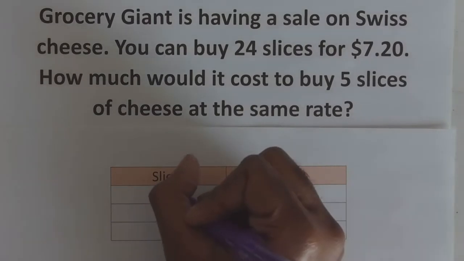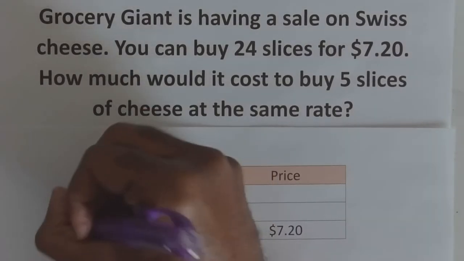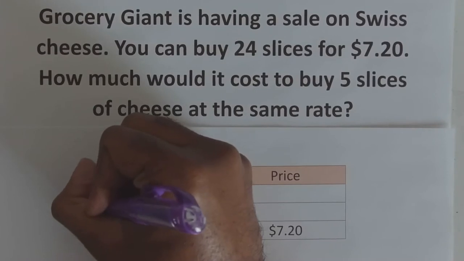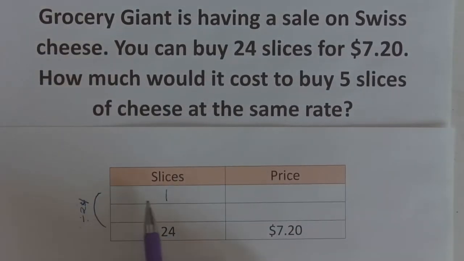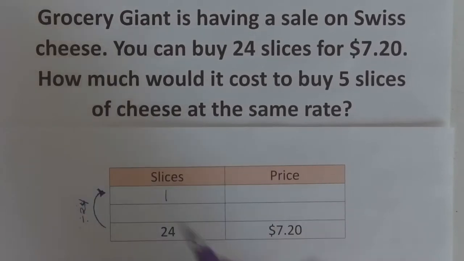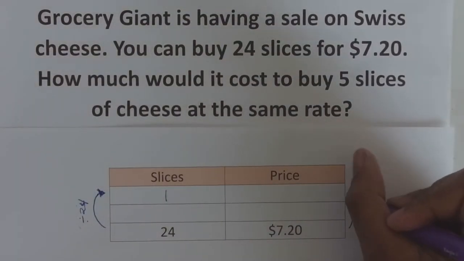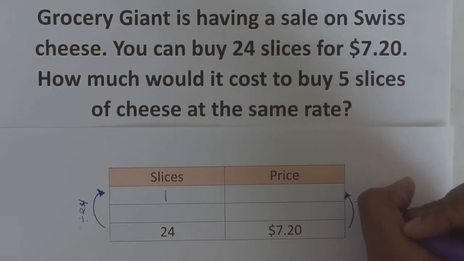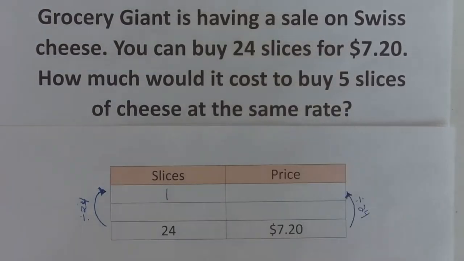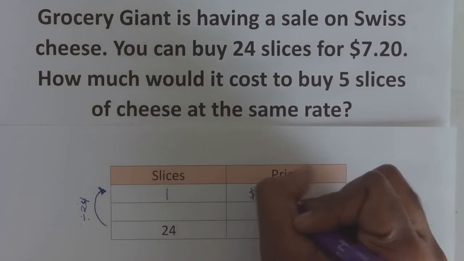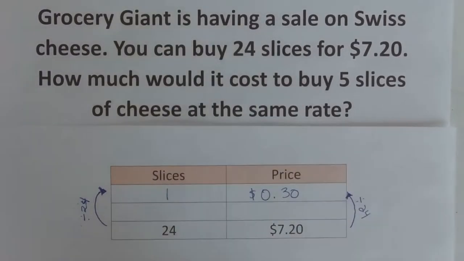We can divide by 24. Because 24 divided by 24 is going to give me my 1. And since I did it to this term, I'm going to do the same thing to this term to get my unit price. I'm going to divide by 24. So when we divide $7.20 by 24, that's going to give me 30 cents for 1 slice. So the unit cost is 30 cents. This means that every piece of cheese is 30 cents.